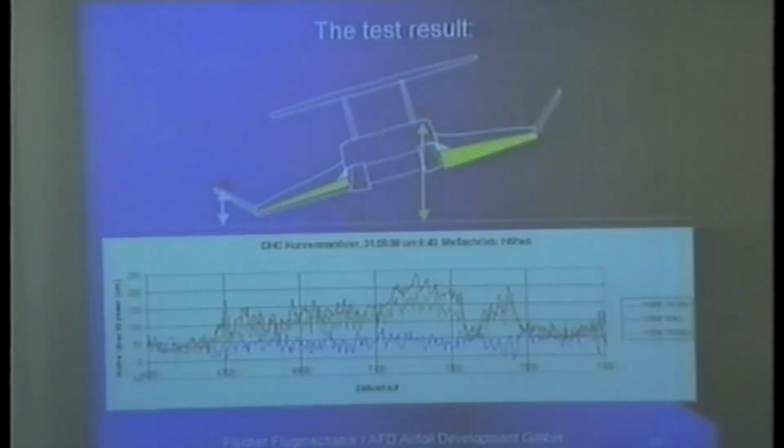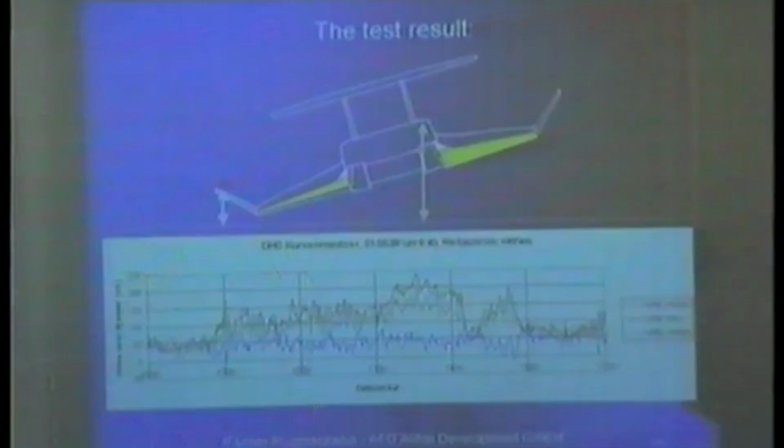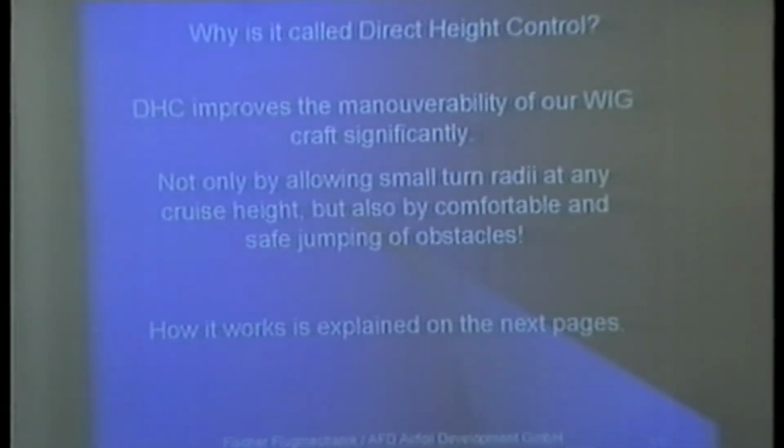And what is interesting, this remains constant. This moves up. This is this line here. And the angle of attack remains constant. So you cannot stall. And the passengers do not have such an approach by jumping or by turning. They remain always horizontal. I think this is a big point for the comfort. So we call it direct height control, and we are able to do that.